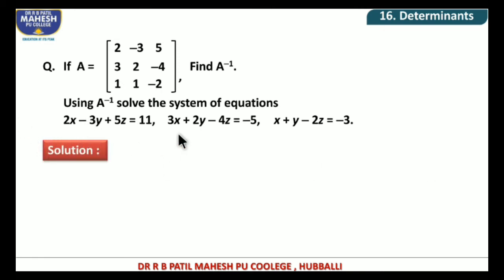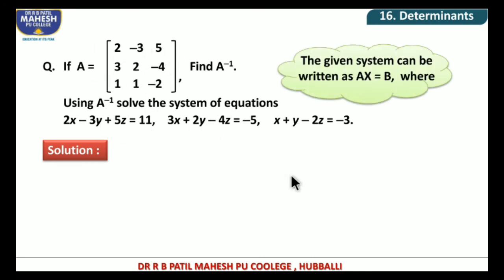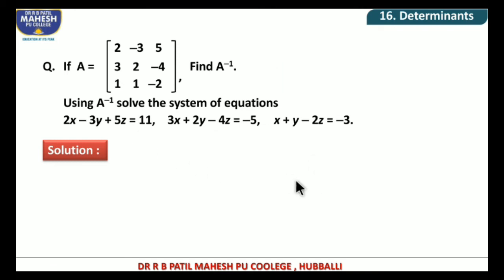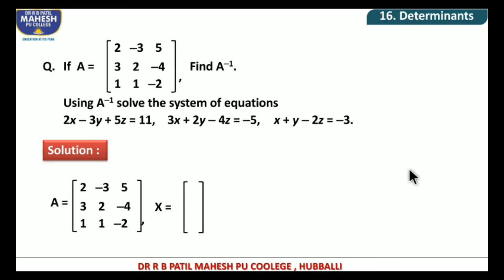Students, already from the three equations we have the value of A here. So write down the system of equations in the form AX is equal to B. Therefore, A is equal to 2, minus 3, 5, 3, 2, minus 4, 1, 1, minus 2. And the matrix X is the column matrix containing x, y, z. And the matrix B is again a column matrix. We have the elements 11, minus 5, minus 3.